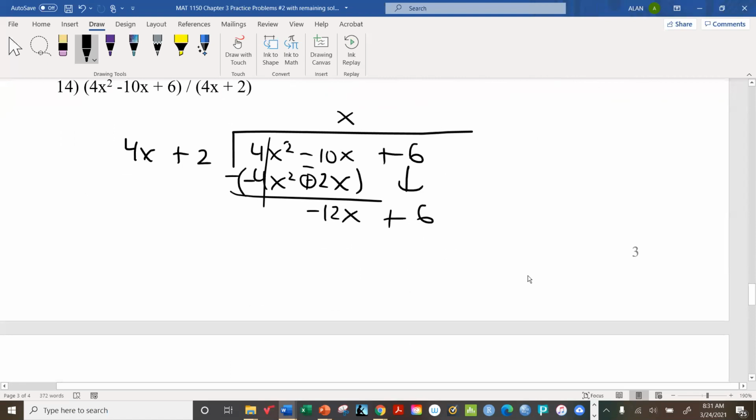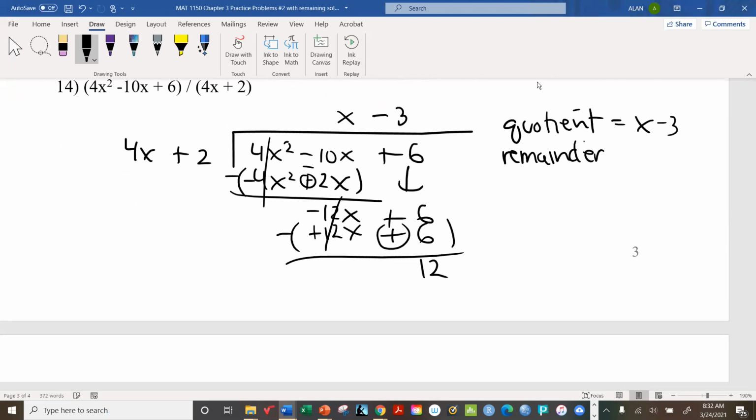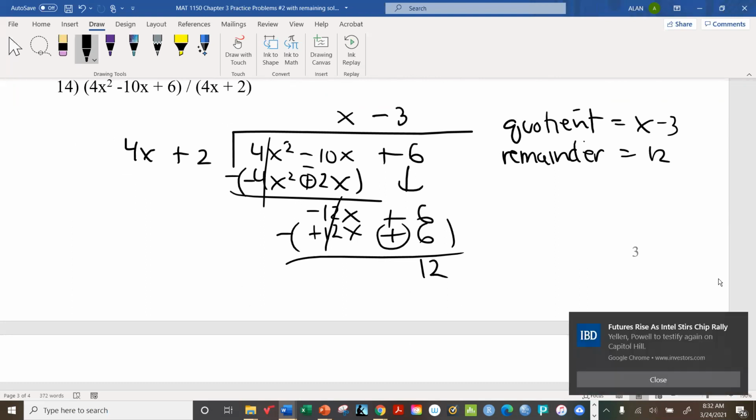So the same thing is going on here. Now I've got negative 12x plus 6. So I'll put minus 3. Why? Because that gives me minus 12x minus 6. When I subtract, this becomes positive. This is positive, and I'm left with 12. So the quotient is x minus 3 and the remainder is the 12. And that's all you need, okay?